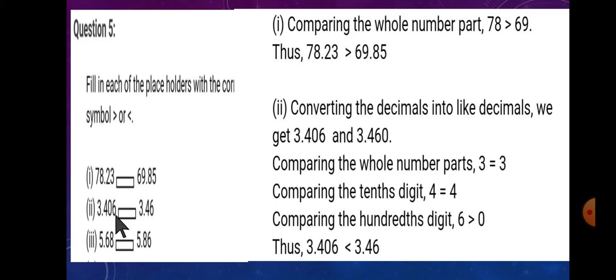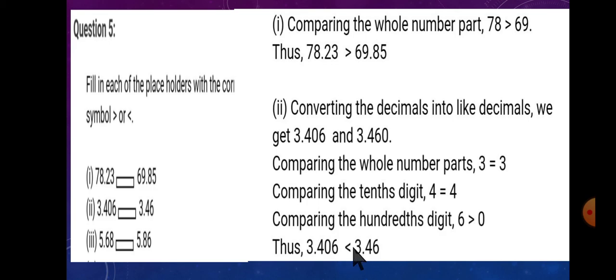Then second, because the second pair is unlike decimals, first of all we will convert unlike to like decimals by inserting a zero. Then you compare the whole numbers. Both whole numbers are equal, 3 and 3, so we compare the tenths place digit. After the decimal, the tenths digits are also equal, both have 4. Then comparing the hundredths place, one number has 0 and the other has 6. That's why 6 is greater than 0.